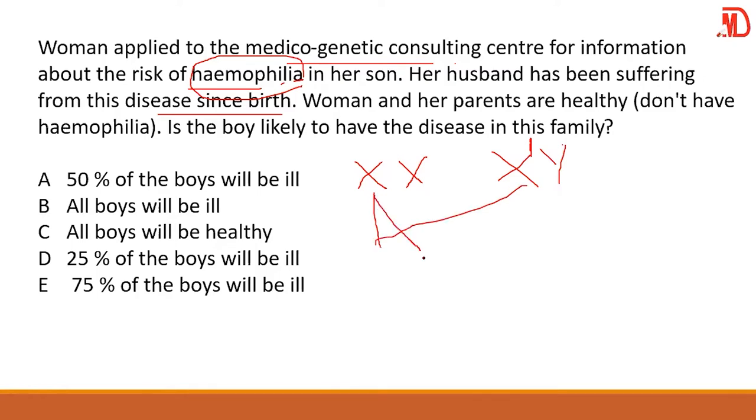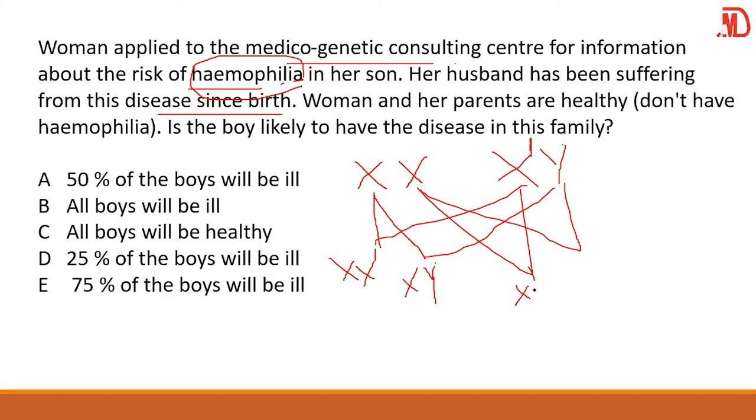I believe you understand this diagram. Here we have X and X prime, and over here X, Y. Over here X, X prime, and over here X, Y. Looking at this, the girls are carriers of hemophilia, but they don't have hemophilia. Look at the boys: none of them has hemophilia, and therefore all the boys will be healthy. So the answer is C. All the boys will be healthy.